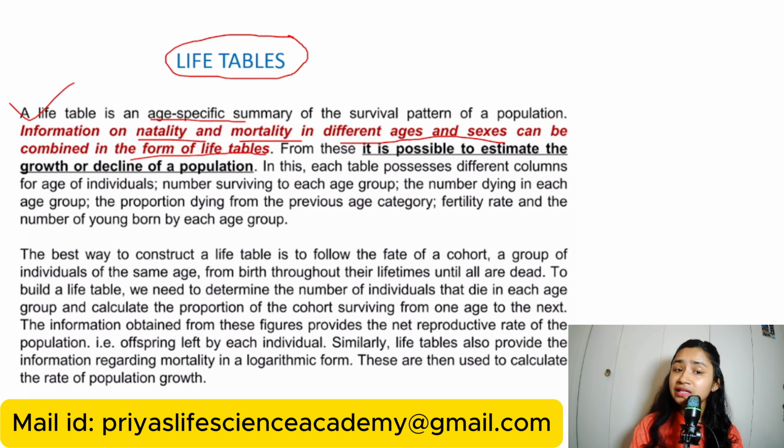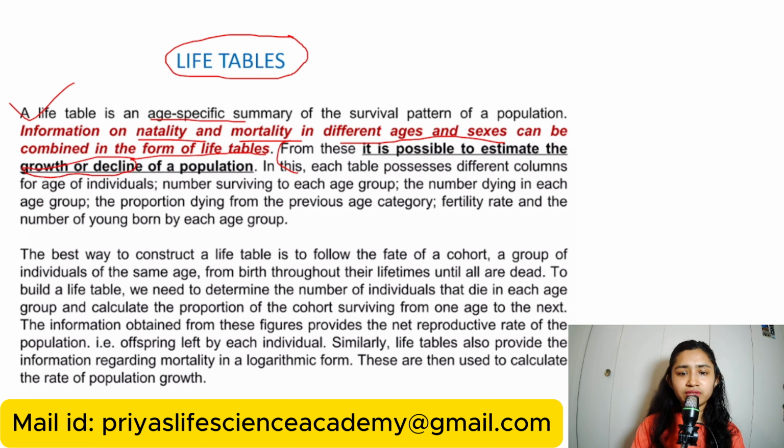Now, what is the utility of these tables? From these, it is possible to estimate the growth or decline of a population. This is very important. Okay, in the scientific area, if you study a life table, you can actually say in how many years the population will decline. This study is very much essential for the study of extinction. This is how scientists can understand in which year the population will go extinct, and then they can take preventive measures to maintain the population, otherwise it will go extinct. So from the life table you can know about the growth and the decline of a population.